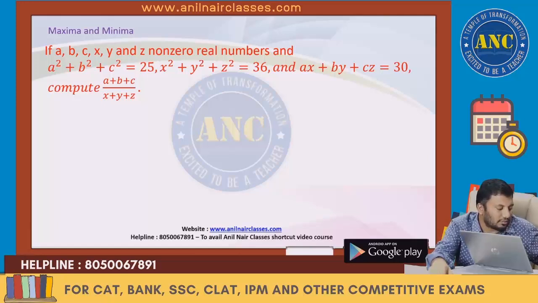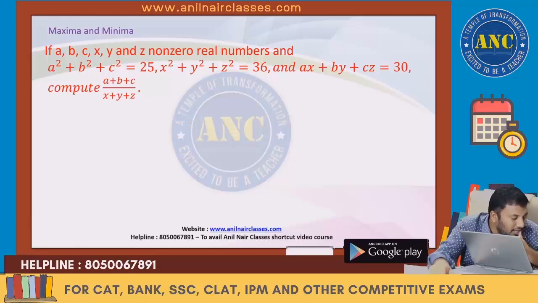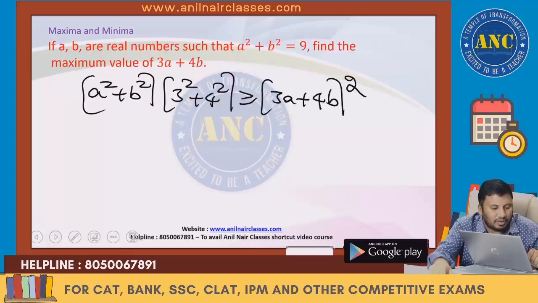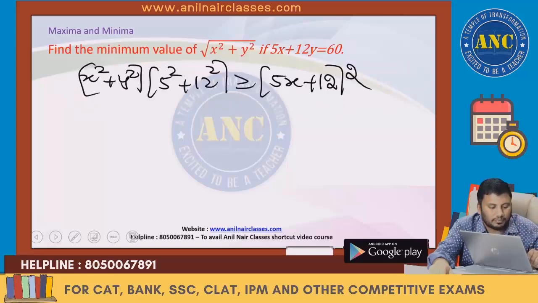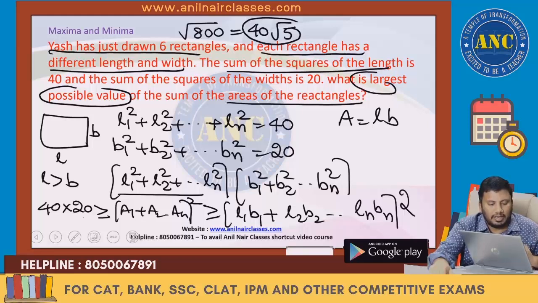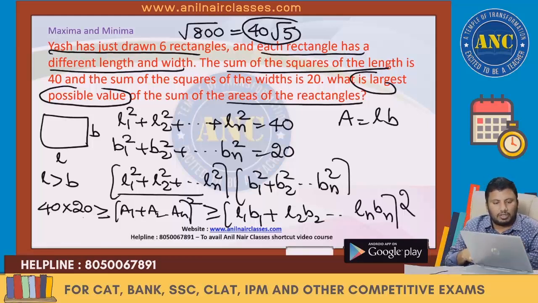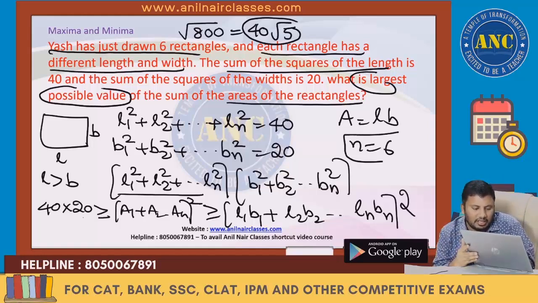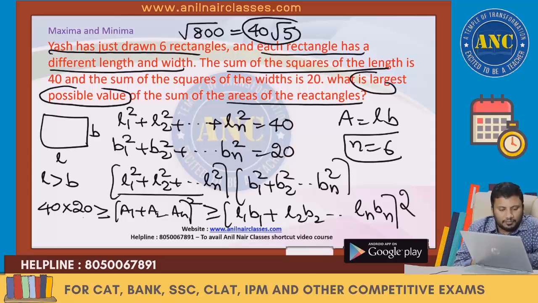Now see here, sir. Now this question, it is clear. 6 rectangles. It has 6 rectangles. So what will happen if I take n equivalent to 6 here? There is no difference, right? N could be any number of values. So 40 into 20. N is 6 here, right?